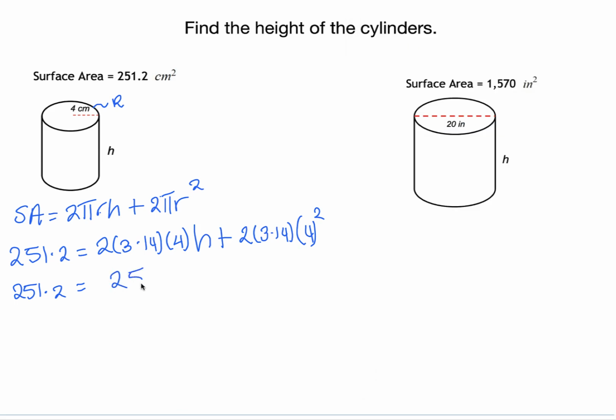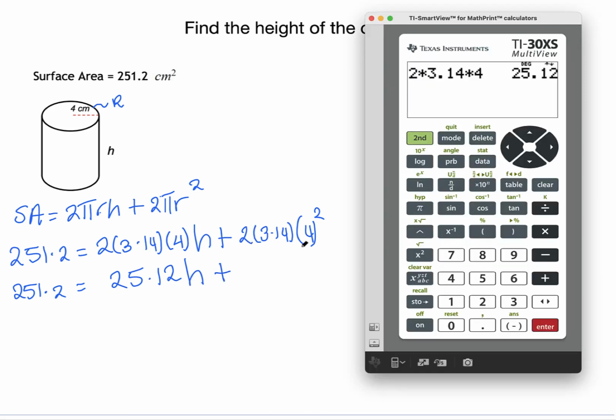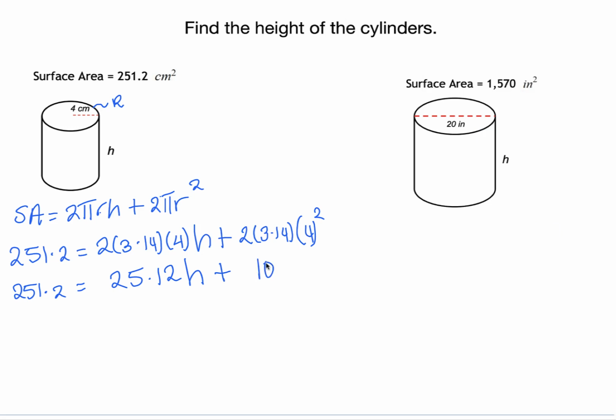So this will be 25.12. And remember, you have that variable h. Plus, now let's multiply this. So this is 2 times 3.14 times 4 squared. So that's 100.48. Now, when you look at this, this looks like a two-step linear equation where you're solving for h. So I will get rid of the 100.48. I will subtract 100.48 from both sides.